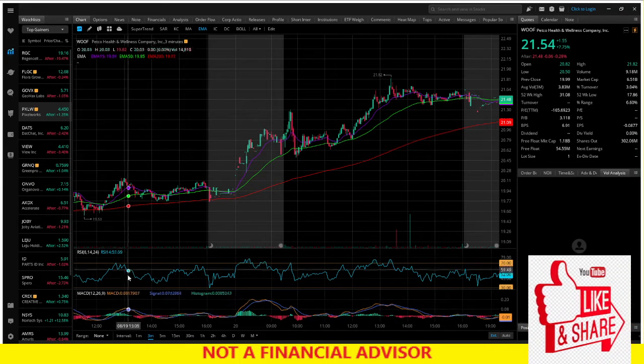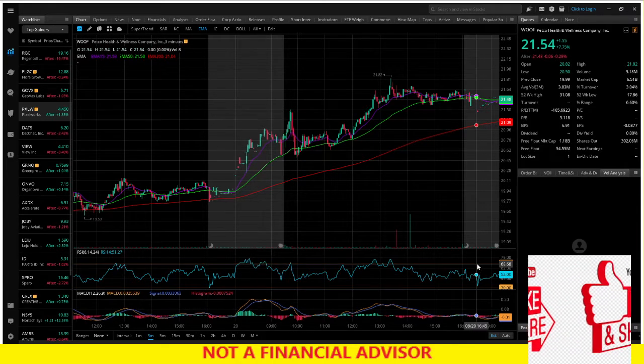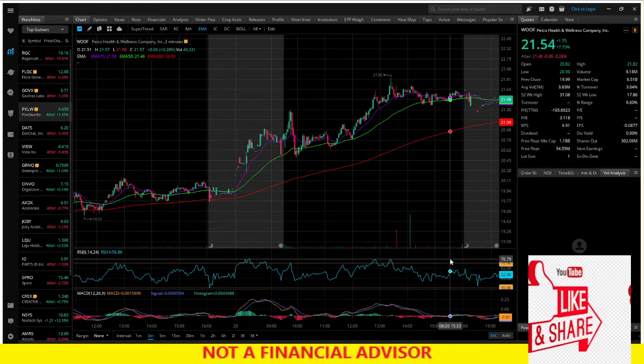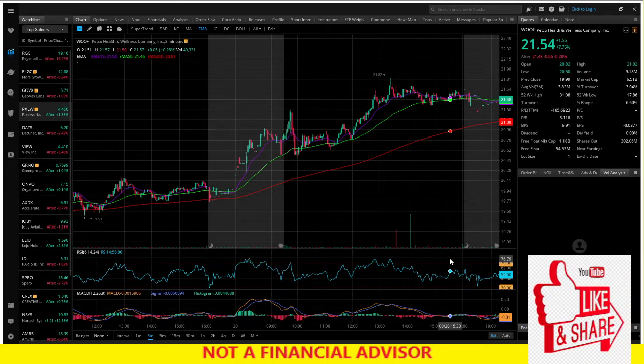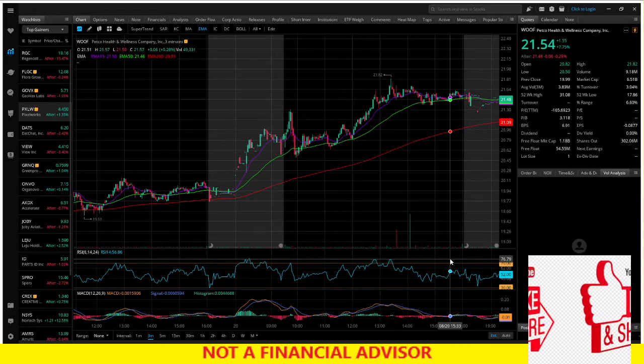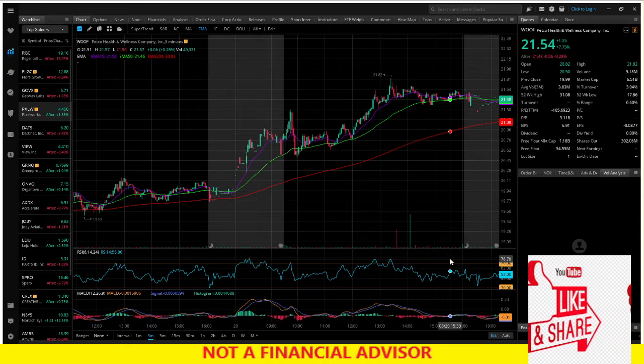So the RSI, like I was talking about with the moving average, if the RSI gets to 70 or above, it's considered overbought. That means people have bought it so much it's getting all this pressure behind it. Usually you'll hear the term it needs to cool off, or it needs to come back down, or it needs to back off.